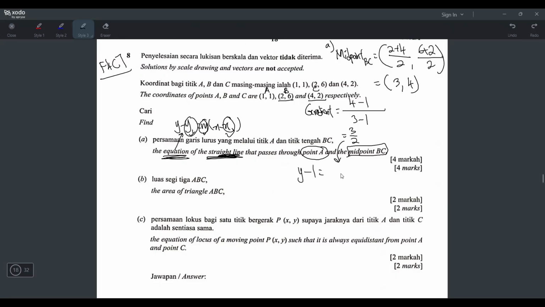So y minus 1 and then x minus 1 here. And then for the gradient is 3 over 2. But if you use the 3, 4, you will get the same answer also. Because they got passed through the midpoint of BC also, which is 3, 4. So can also. Okay, let's expand this.